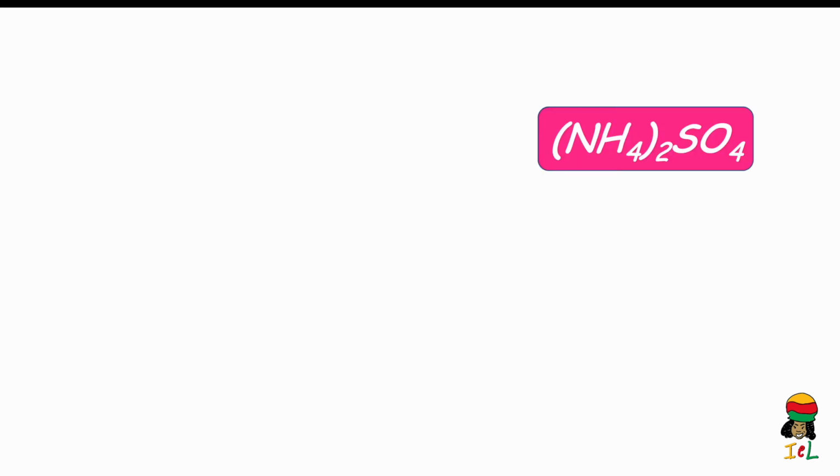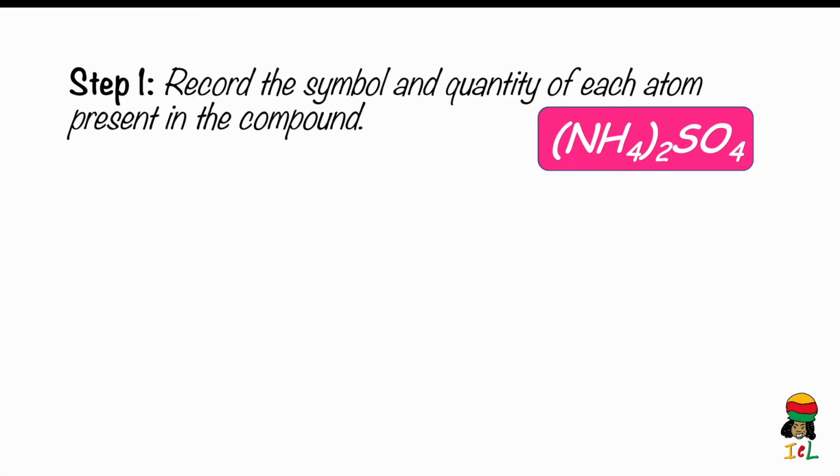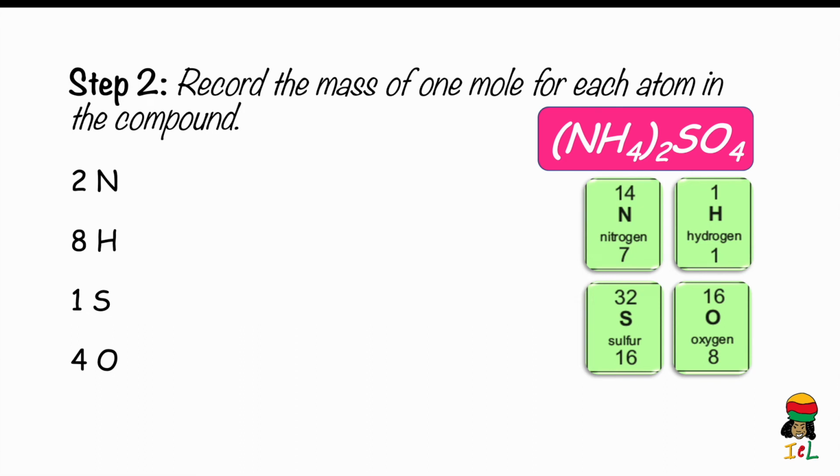We can now find the molar and relative masses for ammonium sulfate. Step 1, record the symbol and quantity of each atom present in the compound. So we have 2 nitrogen atoms, 8 hydrogen atoms, 1 sulfur atom, and 4 oxygen atoms. Step 2, record the mass of 1 mole of each atom in the compound. The periodic table information shows us that the mass of 1 mole of nitrogen is 14 grams, that of hydrogen is 1 gram, sulfur 32 grams, and oxygen 16 grams.